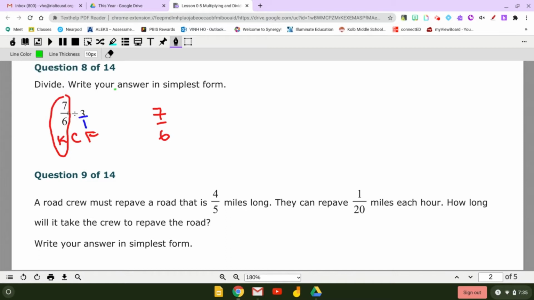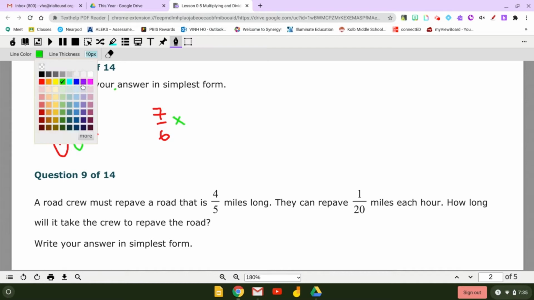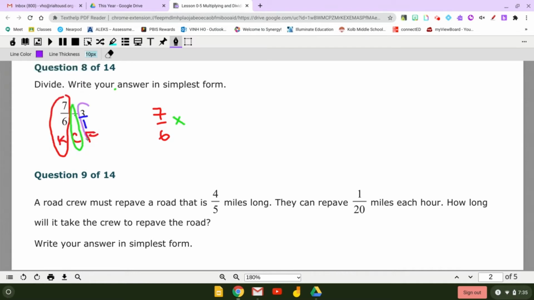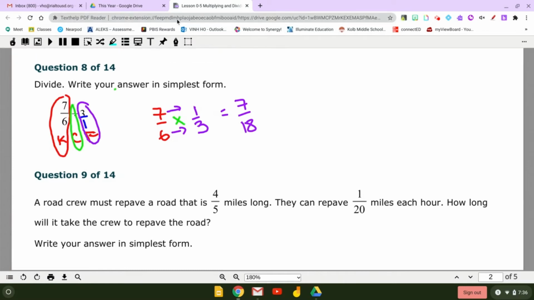You change the division to multiplication, and then you flip the 3 over 1 as 1 over 3. Then you multiply straight across. So that will give you 7 over 18. That's it. All right, number 9.